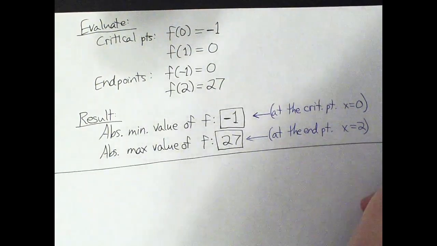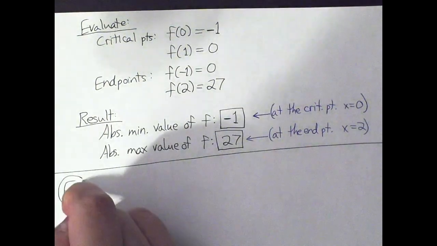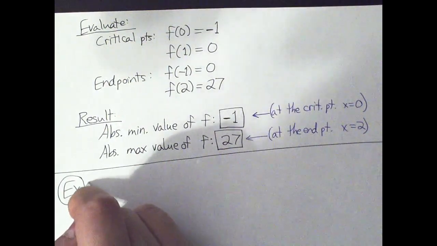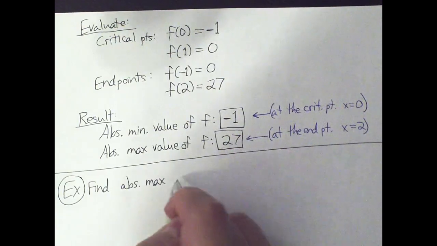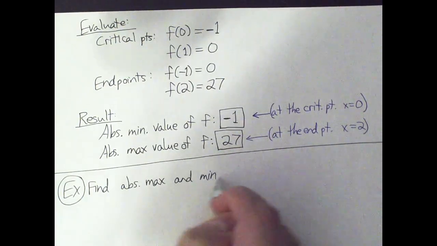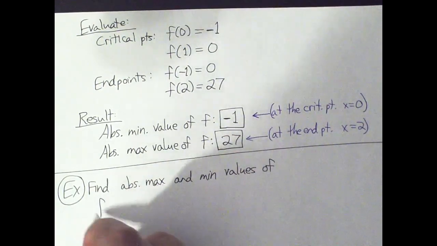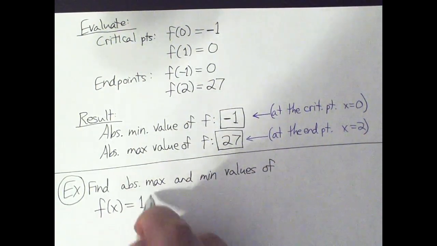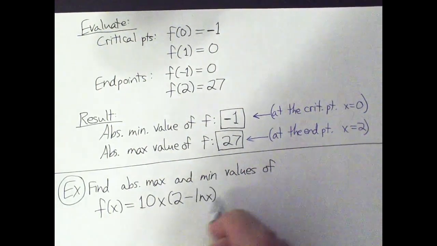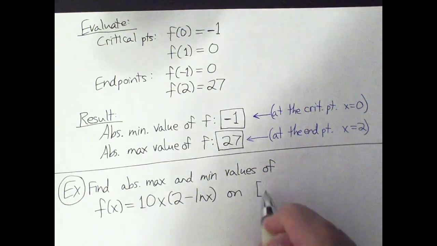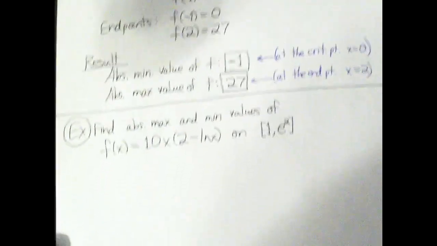So I have a problem I want you to try that's the same type of problem, just a different function and a different domain. So I'm going to ask you to find the absolute max and min values of the function f of x equals 10x times 2 minus ln x on this closed interval. So I'd like you to pause the video and give this a try.